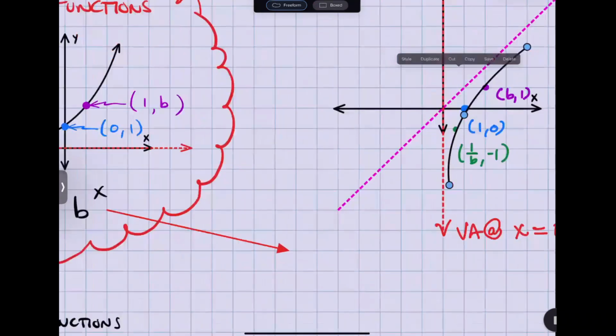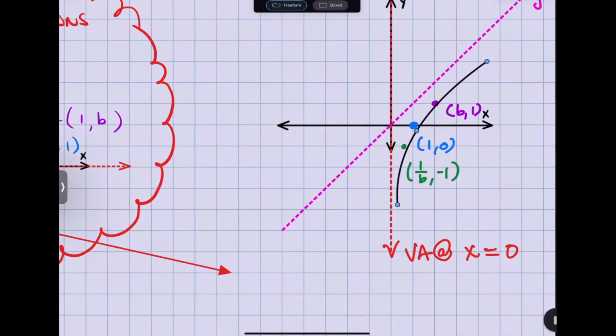I always have problems drawing this thing. Dang it. We'll call it close enough.